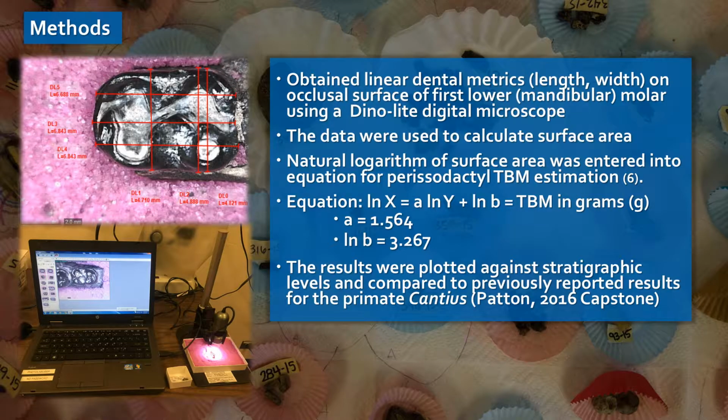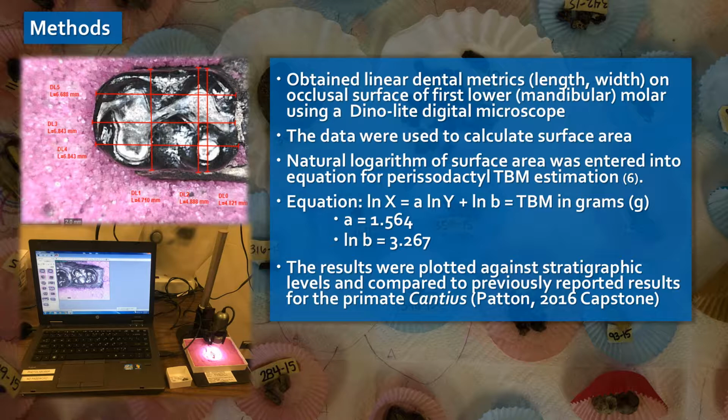Methods. I obtained linear dental metrics, the length and width, on the occlusal surface of the first mandibular molar using a Dynalite digital microscope. The data were then used to calculate surface area, and subsequently the natural logarithm of the surface area was entered into an equation for paraxonian total body mass estimation developed by Serge Legendre.